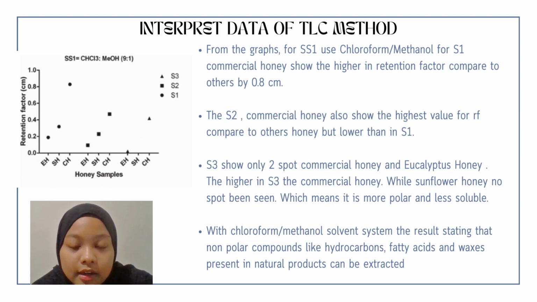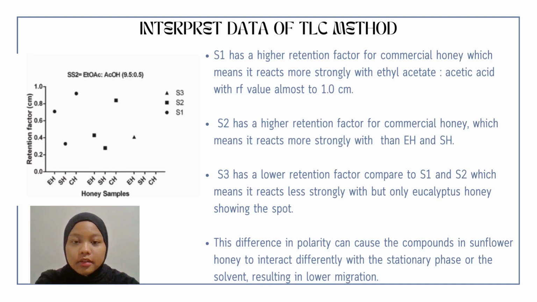The value is higher in spot 3 for the commercial honey, while for sunflower honey no spot was seen, which means it's more polar and less soluble. So we'll continue with the next slide, which is solvent system 2.